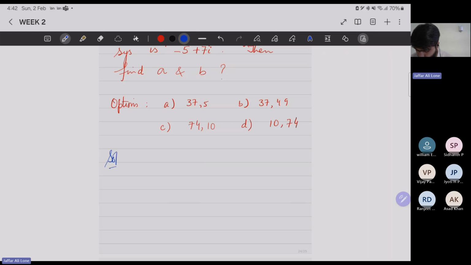Anyone, should I solve it or are you in the process of solving it? D is the answer, 10 and 74. Yeah, that's the correct answer. So let's quickly solve it for the others.